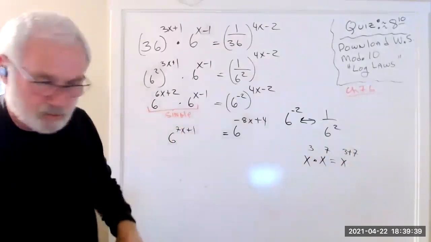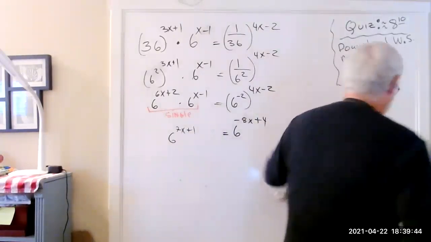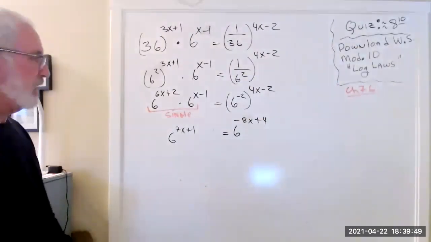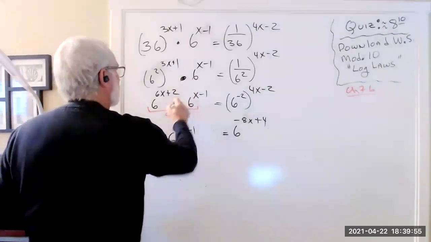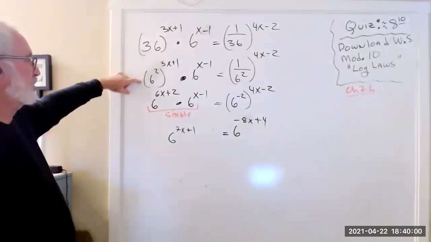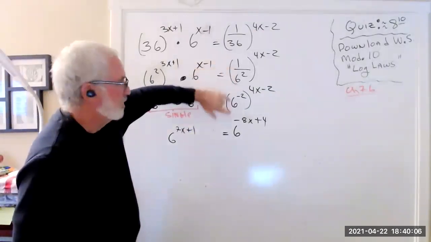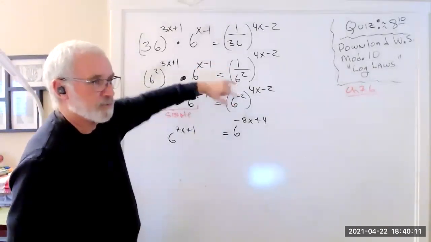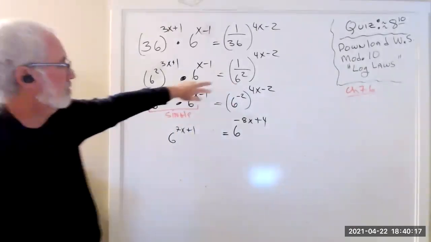All right, so where's my eraser? I want to stop there and open it up to any questions anybody has, anybody needs clarification on any single step. You're okay with finding base 6. You're okay with turning 1 over 6 into 6 to the negative 2 power. Negative powers flip.